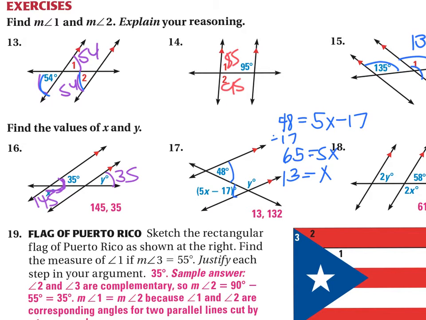X is 13. And then 48 and y would be same side interior, which is supplementary, and so would those two angles. They'd be a linear pair, but they'd be supplementary. So y plus 48 would equal 180, and y would equal 132.